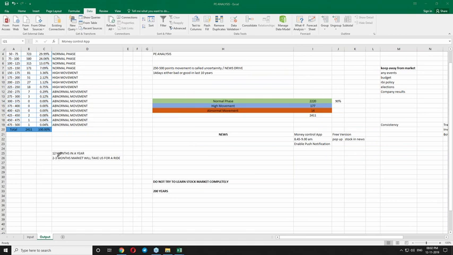Clear? So next, there are 12 months in a year. However, we are expert traders. For 2 to 3 months the market will take us for a ride. That means there will be no profit, no loss.